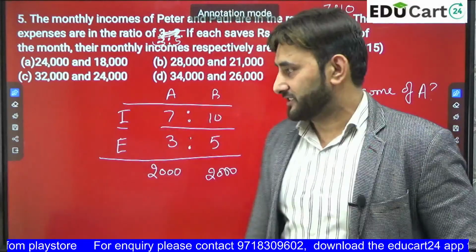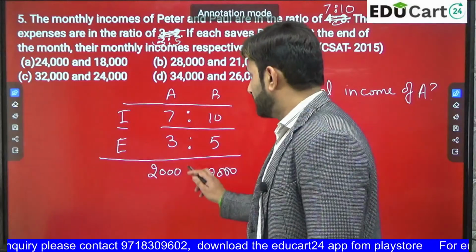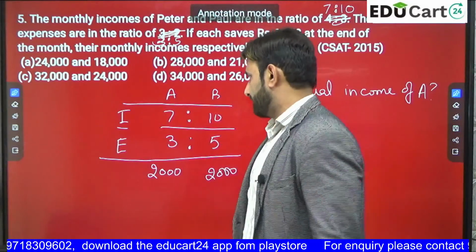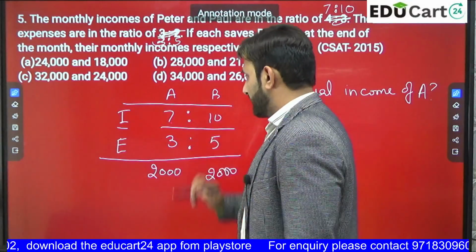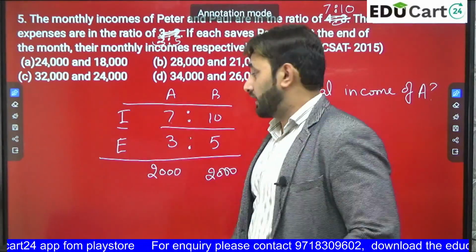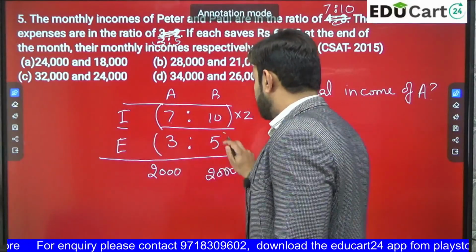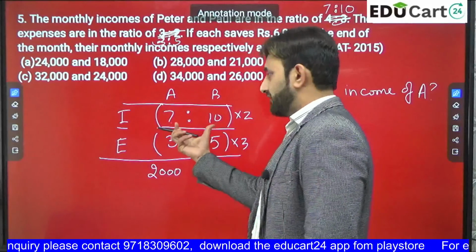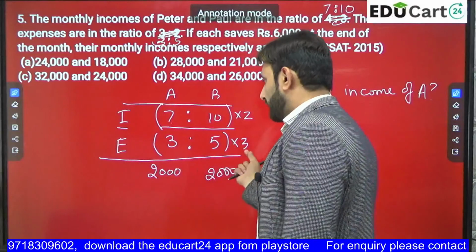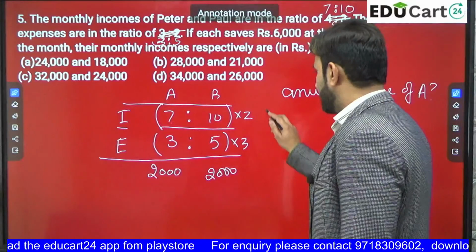Let me start. Their savings are equal. So what should we do? The difference of the income and expenditure should be the same. 7 and 10, there is a difference of 3. Here there is a difference of 2. So to make this difference equal, here you multiply by 2 and here multiply by 3. Because the difference is 3, if you double it, then the difference will become 6. Here the difference is 2. If you triple it, then the difference will become 6. Got it, my dear?